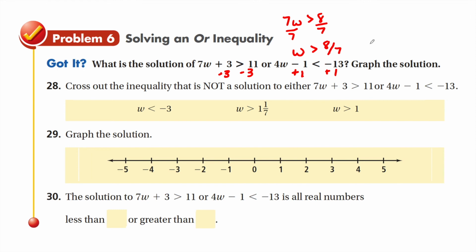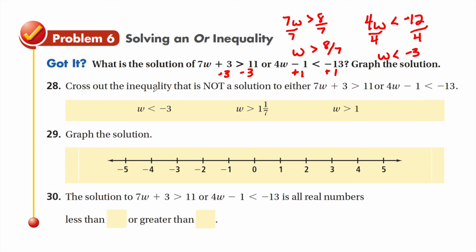and you will get 4w is going to be less than a negative 12. Divide both sides by 4. And you'll get w is less than a negative 3. Now notice, you're not dividing by a negative, which means you do not have to worry about flipping the signs. So this will be w is still going to be less than the negative 3.